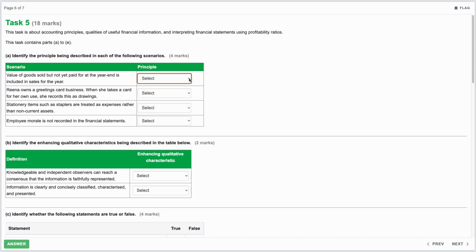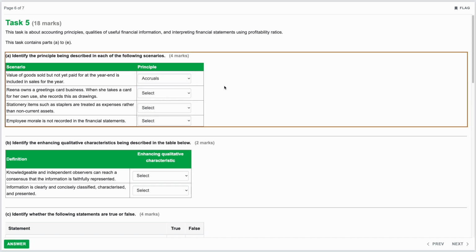So let's have a look what we've got on offer. So we've got accruals, excellent to see. Business entity, going concern, materiality, and money measurement. Yeah, so that would apply the accruals concept, which is making sure that transactions are recorded within the accounts when the goods or services took place rather than when they were paid for or the money was received, which would be cash accounting. The next one, Rena owns a greetings card business.